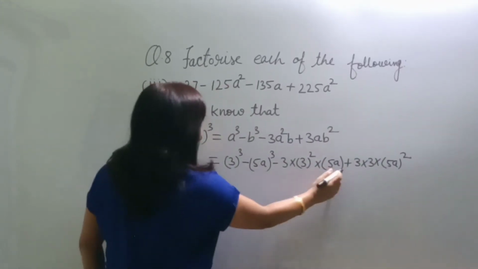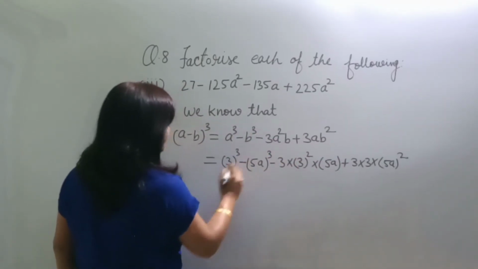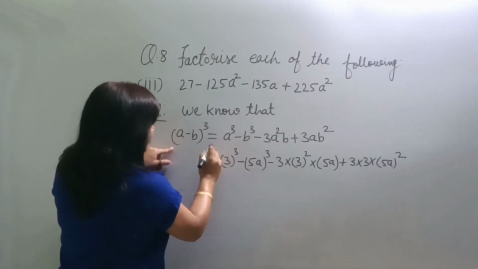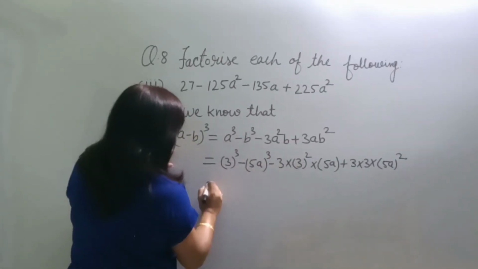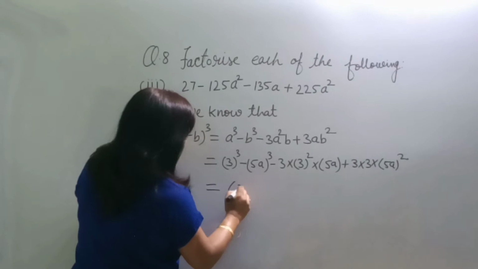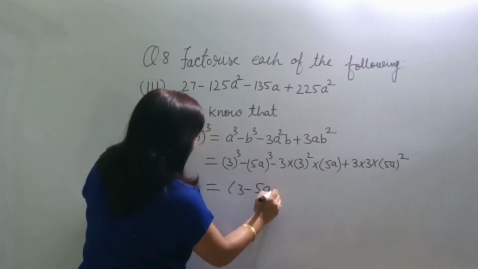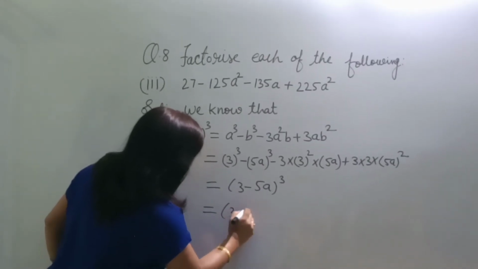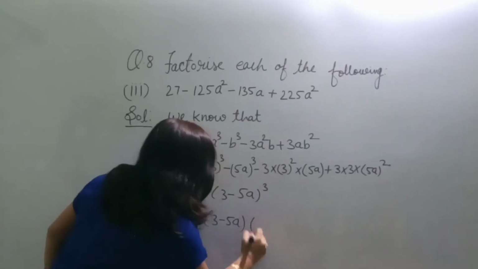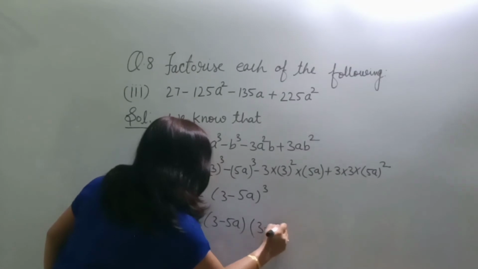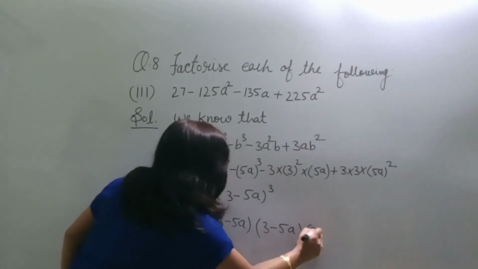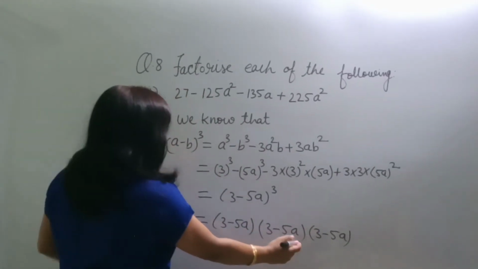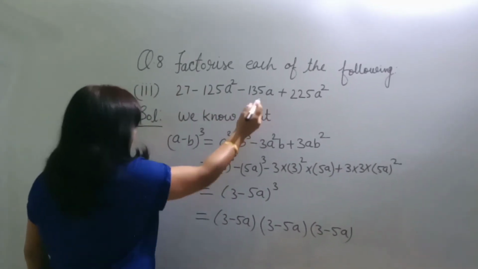So this is converted in the form of this expression. So here we can write (a minus b) whole cube because it is equal to this expression. So here we will write (3 minus 5a) whole cube. Now we will do the factors. So we will write (3 minus 5a) into (3 minus 5a) into (3 minus 5a). This is the final answer of this third part.